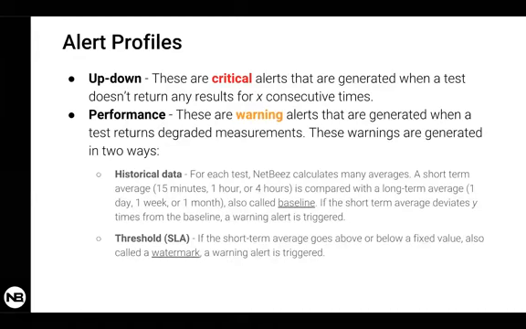The second methodology to detect performance degradation is also used for service level agreements, and it's based on a threshold. So we take the short-term average of a test and compare that to a fixed value, also called a watermark. If this short-term value crosses the watermark, goes above or below, then we generate an alert.